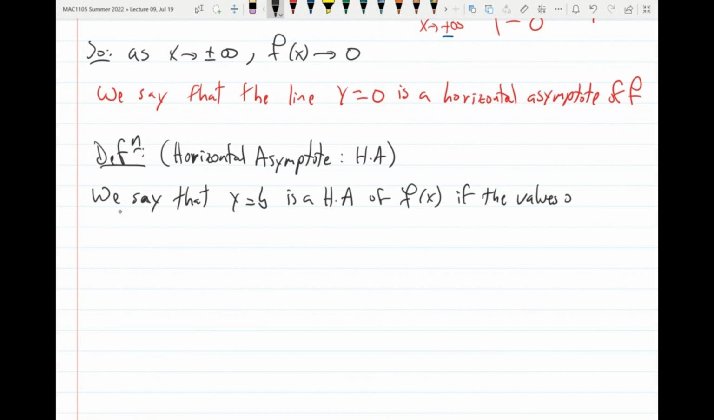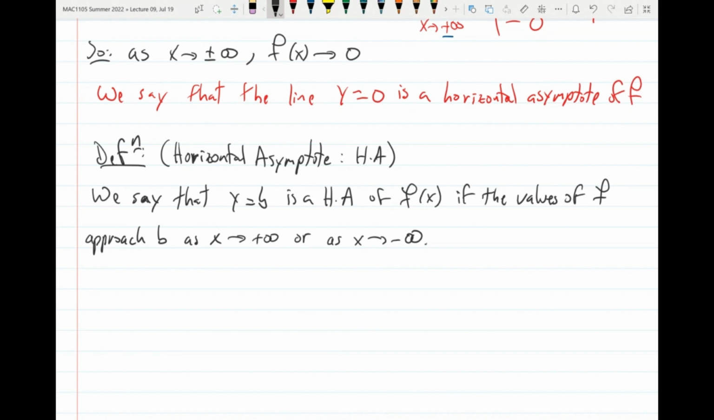If the values of f approach b as x gets in the positive or negative direction. So as x grows, I would say just as x approaches positive infinity, or as x approaches negative infinity. So you already know what the arrow notation means. Remember, this means x is very big, and this means x is very small in the negative direction. Okay? All right, so that's what it means to have a horizontal asymptote.